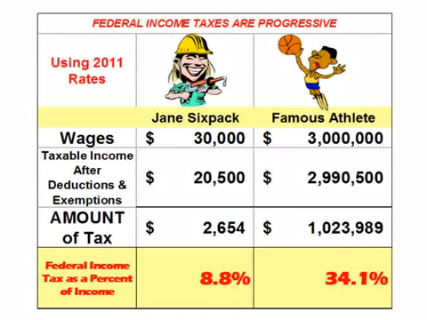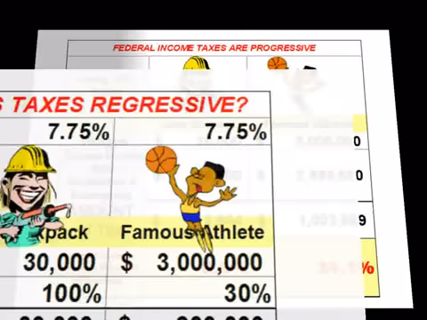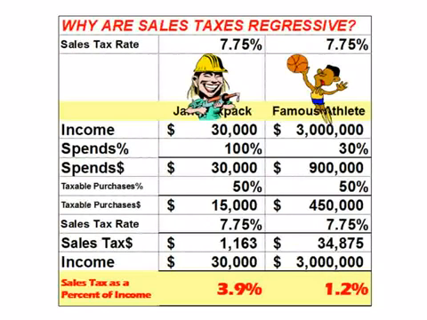There's Jane making $30,000. There's Ali making $3 million. These are their federal income tax liabilities based on 2011 rates. He pays a much greater amount of tax. He pays a greater rate of tax. The federal income tax is progressive. The more you make, the greater rate you pay. That's progressive taxes. Then I move on to why sales taxes are regressive.